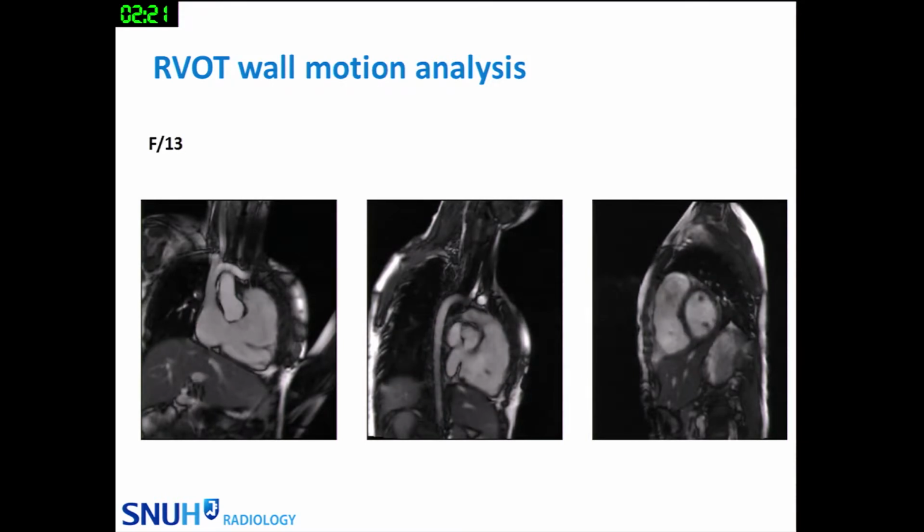So actually, the MRI is better for seeing these cardiac motions. This is MRI to see the RVOT aneurysm. The MRI is good for that, and there is no limitation for the echo window angles. We can make any arbitrary angle to this kind of view.